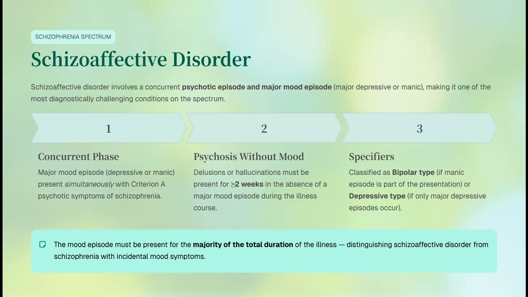And then you may have specifiers like bipolar type, if there's manic episodes, or depressive if only depression occurs. A critical point: the mood symptoms need to be present for most of the illness, not just occasionally. This is what separates true schizoaffective disorder from someone with schizophrenia who happens to have some mood symptoms on the side. Okay?